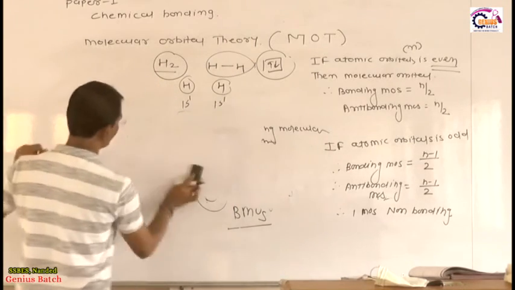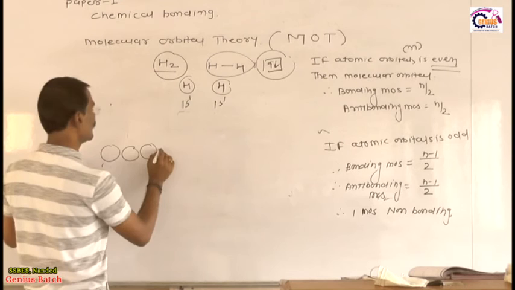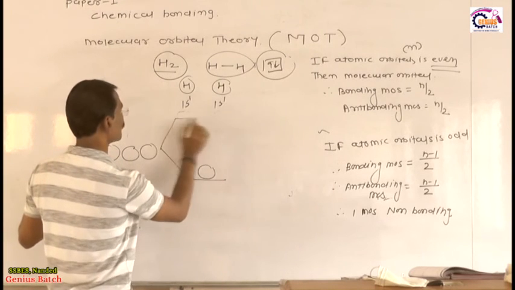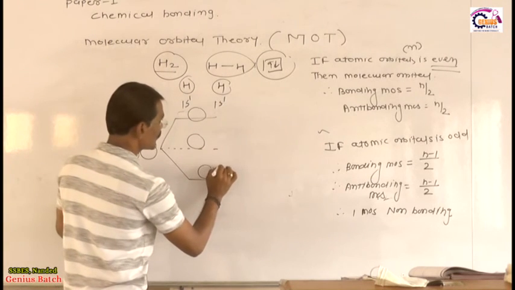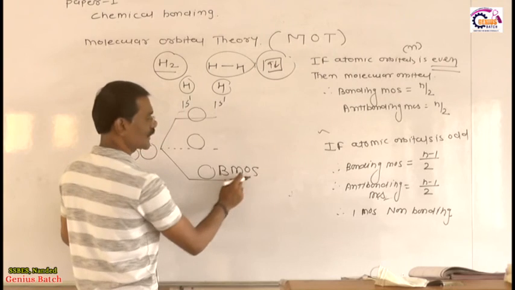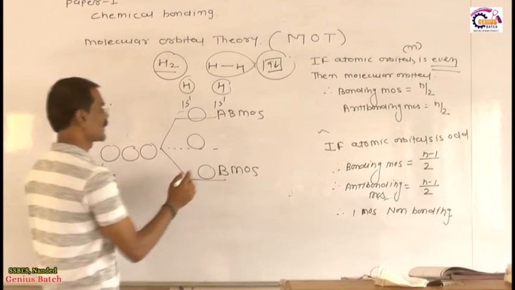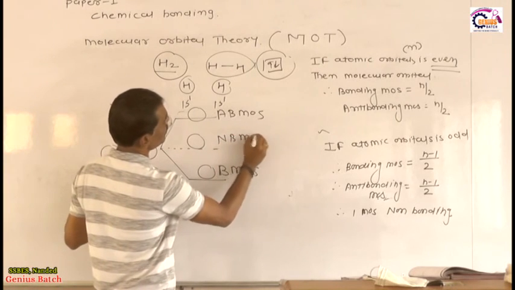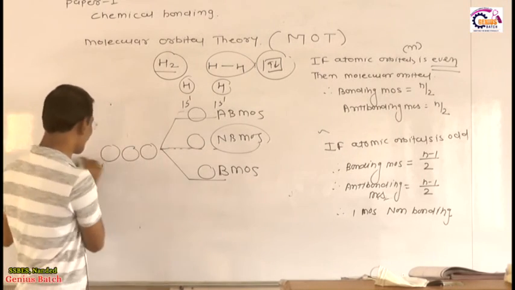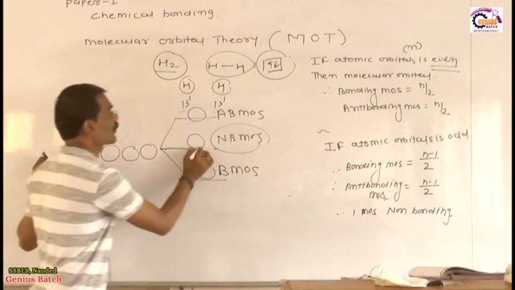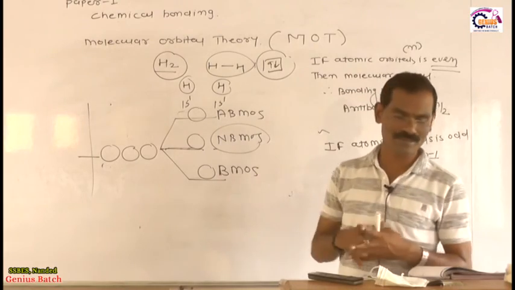My friend, suppose I have a molecule containing 3 atomic orbitals. Out of those 3, 1 is bonding, another 1 is anti-bonding, and 1 is called non-bonding. This is BMOs, the bonding molecular orbitals. This is ABMOs, the anti-bonding molecular orbitals. And this is NBMOs, the non-bonding orbital, which is not involved in bonding and has 0 energy. This is decreasing, this is increasing. Therefore, the non-bonding molecular orbital has 0 energy, because this orbital does not take part in bond formation.